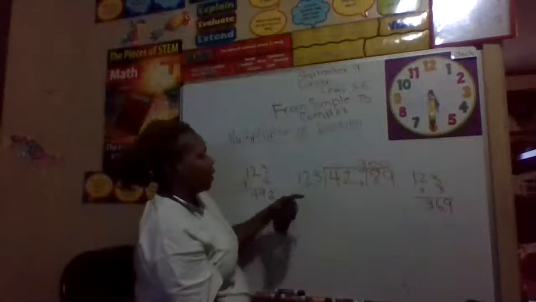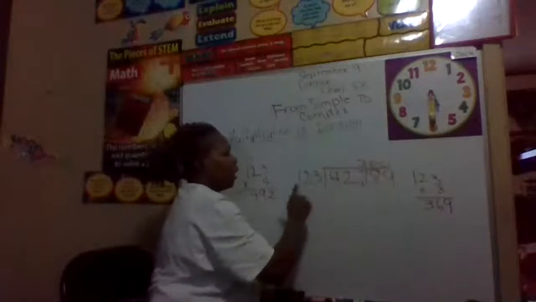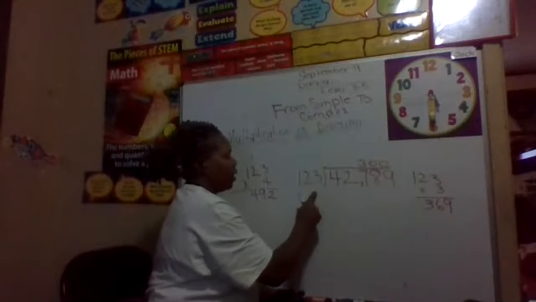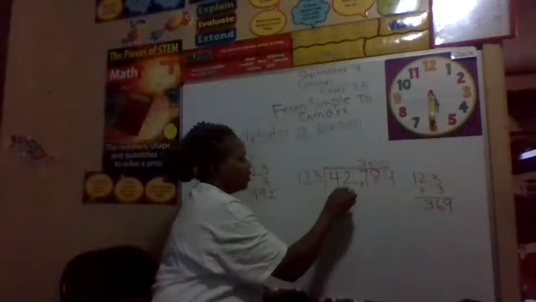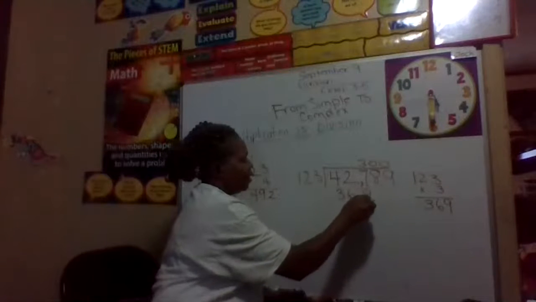All right. So 300 times 123, what is that answer? That would be 369.